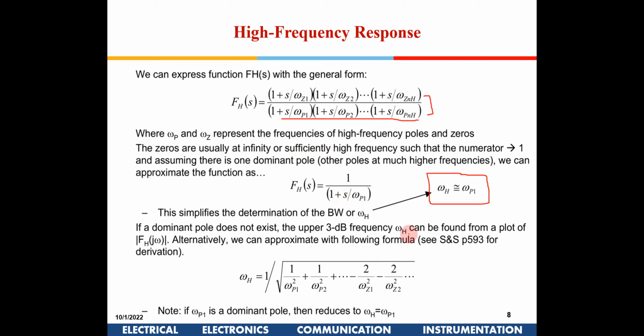But in case all the poles are close to each other, then we can call this the WH formula. We can use this formula to compute the bandwidth. Okay, this is the bandwidth computation. Okay, so we'll see some examples, then things will be more clear.